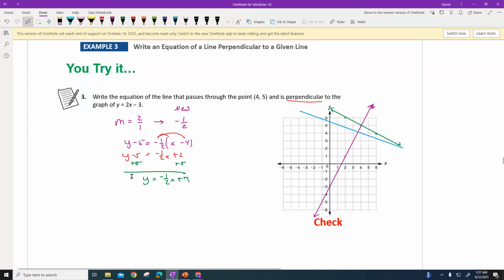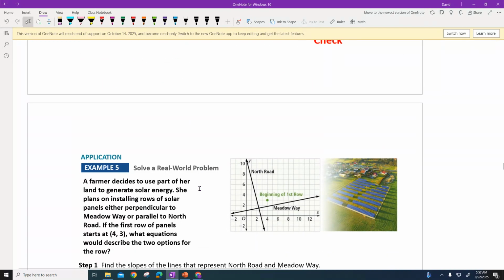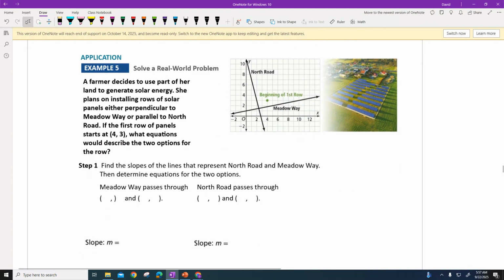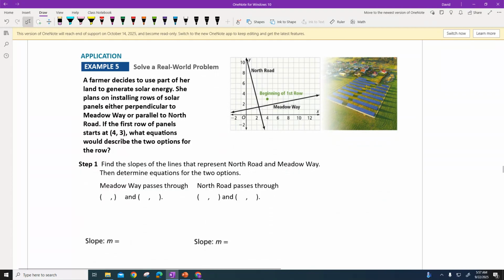Did you get the slope right? Did you get it in the slope intercept form? And 2 points for your graph. So when you miss one graph, you're not missing just one question. You're missing 4 points.